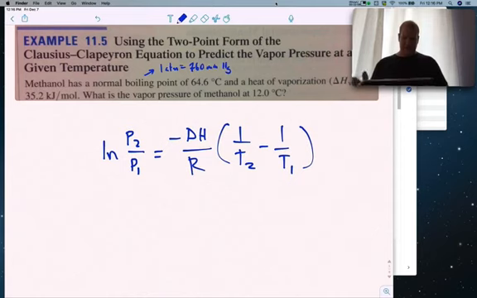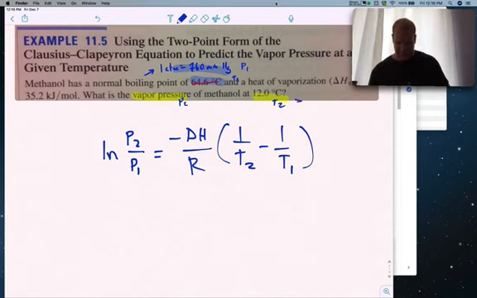So what you just have to do is pick which one you want as P2. I think I'll choose this as P2, and I'll call this one our P2, our unknown, and so this is our T2. And that means then, this will be our temperature. So this is going to be our P1 and T1.